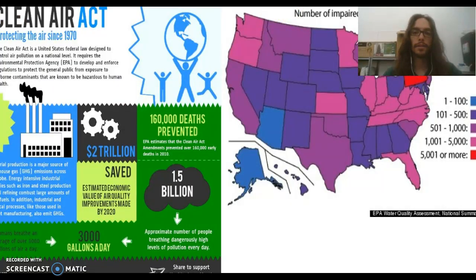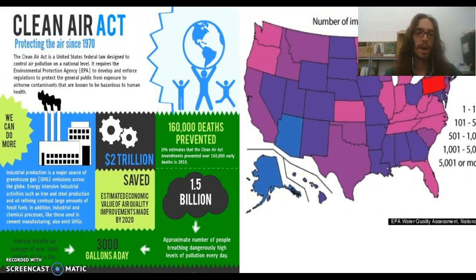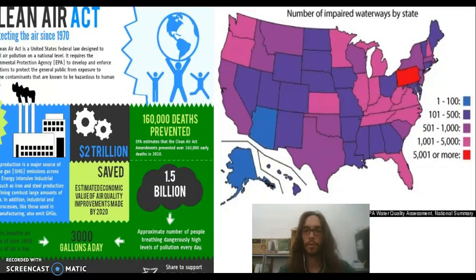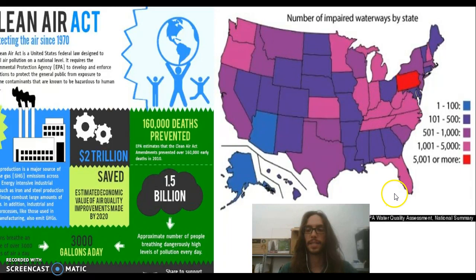So here is just a nice little graphic of the Clean Air Act. Here's a bunch of things that it's done. You can go ahead and pause, take a look at this, see what kind of things that the Clean Air Act has done. And then here's just a picture of the EPA's model for number of impaired waterways by state.